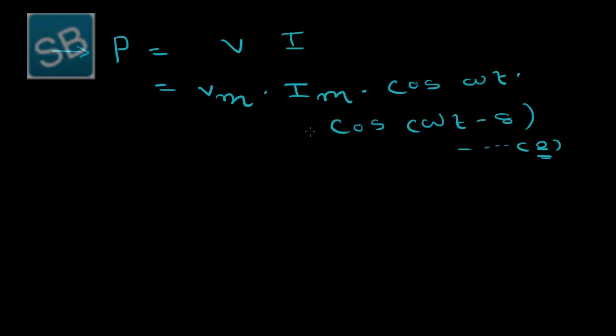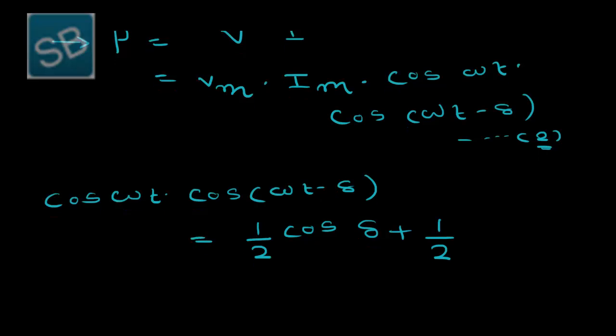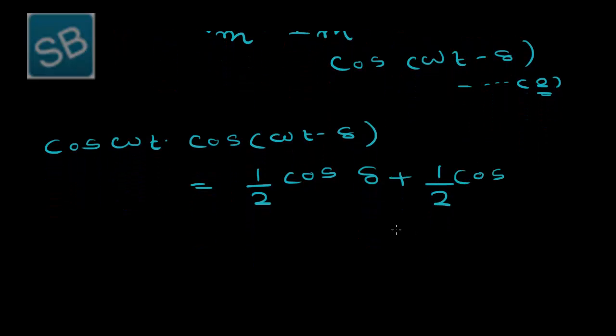But we know the cos into cos formula, which you might have studied in 11th science math. Cos omega t into cos of omega t minus delta, so this is C into C, that is equal to 1 by 2 cos delta. Why does delta come here? Because of alpha minus beta: omega t minus omega t cancels out, and the minus sign changes into plus sign. So it is plus delta, plus 1 by 2 cos of the addition of these two angles, which comes out to be twice omega t minus delta.